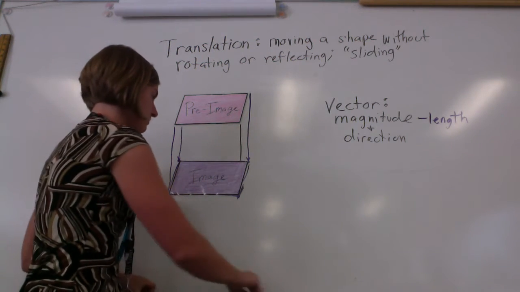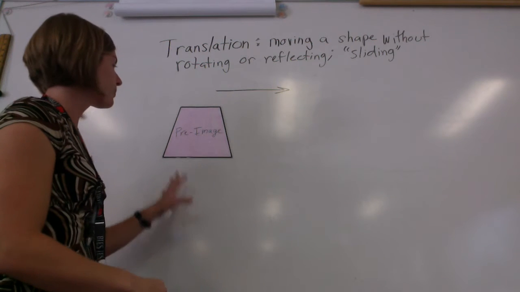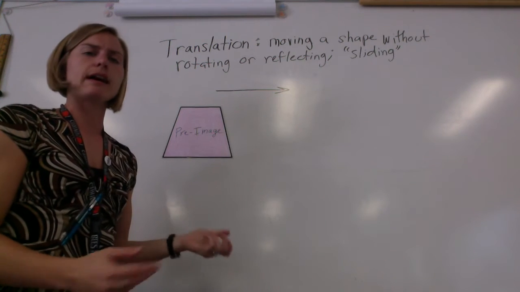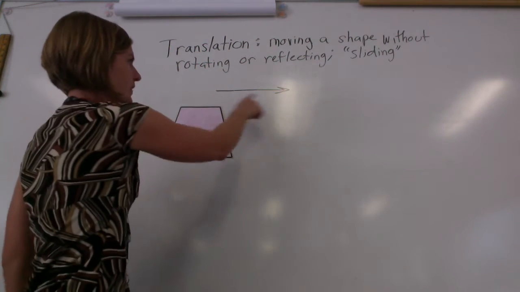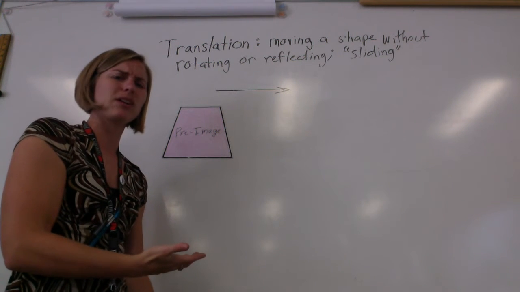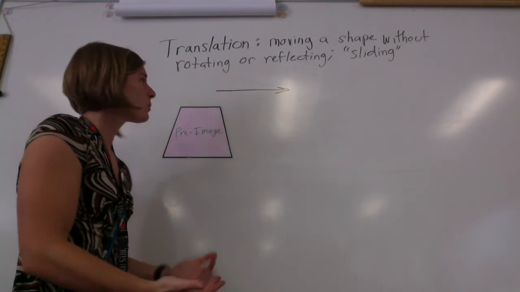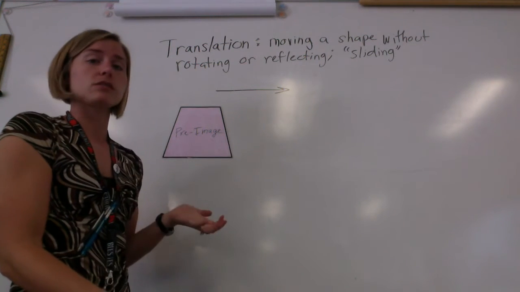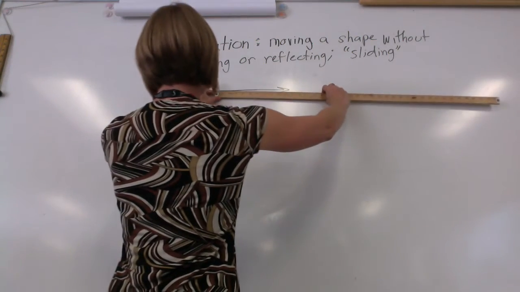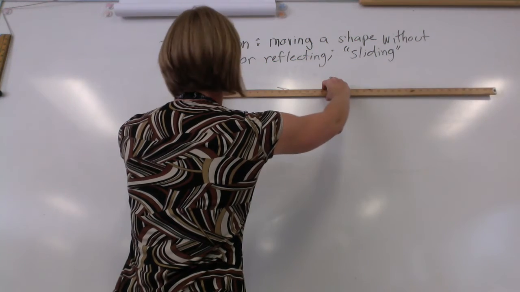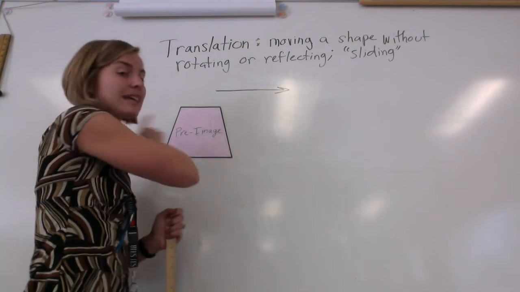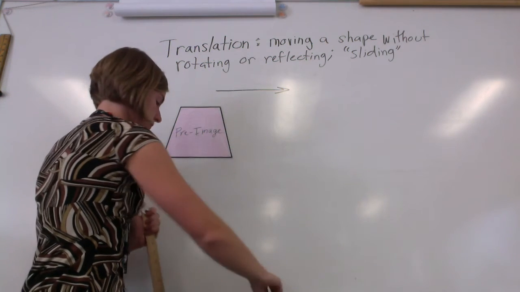Let's try another one. Let's try a tougher one. All right, let's say we wanted to translate this pre-image by this vector. Now, this is tough because this vector isn't connected to our pre-image. It isn't connected to our shape. So how do we know exactly how long that is? Well, we know the direction, and we can, of course, measure the length so that we know. So this is about 10 1/4. So I want to move each of these points 10 1/4 that way. So let's try it out.